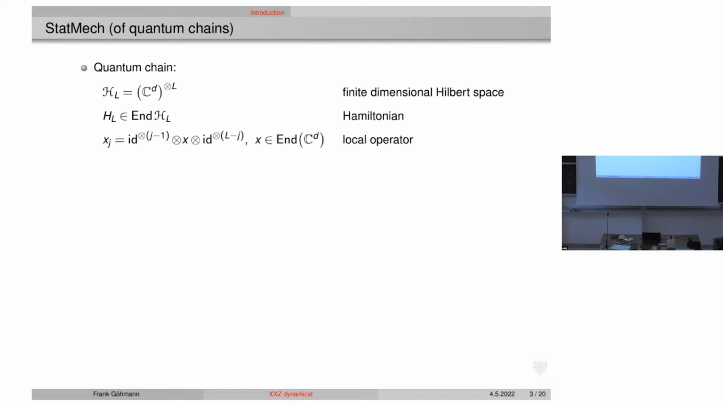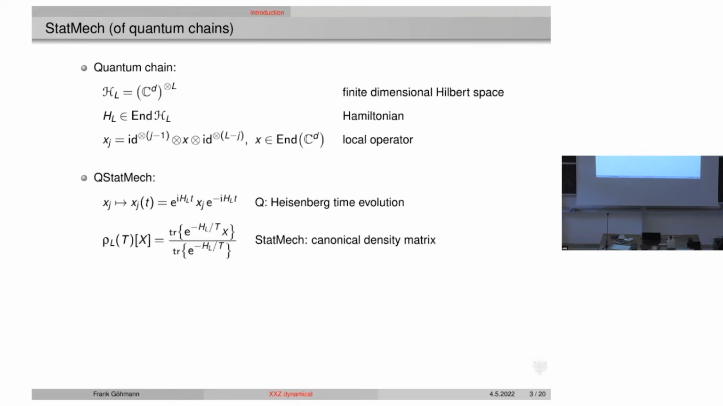And with these ingredients, we can define quantum statistical mechanics. So there is a dynamics which is generated by quantum mechanics, the Heisenberg time evolution, which is the adjoint action of the time evolution operator e to the i Hamiltonian times t. And then there is the density matrix. Here I showed the canonical density matrix of the Gibbs ensemble. So this allows you to evaluate operators acting on this Hilbert space to some real numbers, and this is what you measure in experiments.